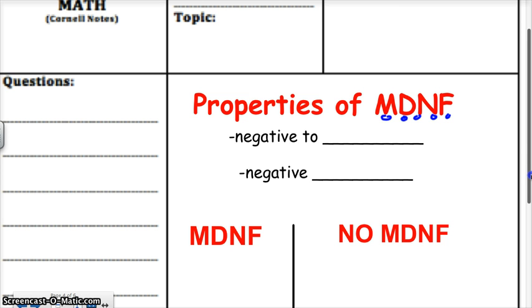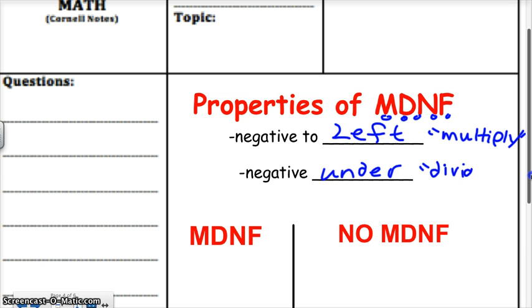MD&F means if you multiply or divide by a negative number, you're going to flip the inequality. You need to know and identify when would I MD&F? When would I flip that inequality? Well, you would do it if there was a negative to the left, and you would do it if there was a negative under it. Because to the left implies that you're multiplying by a negative. Under implies that you're dividing by a negative.